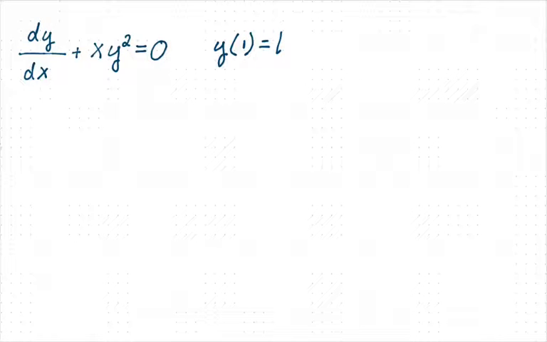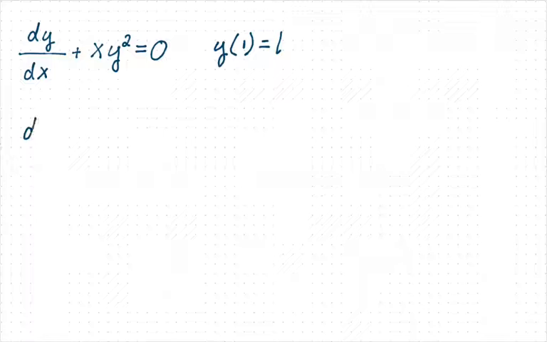All right. So this is a separable differential equation. But remember, when we're separating the variables, we need everything with a y in it to be multiplied by dy, and everything with an x in it to be multiplied by dx. And right now, that's not the case. So I'm first going to subtract xy squared from both sides.